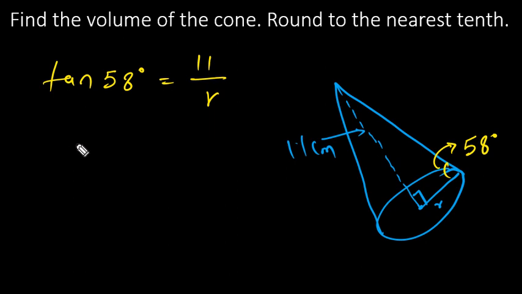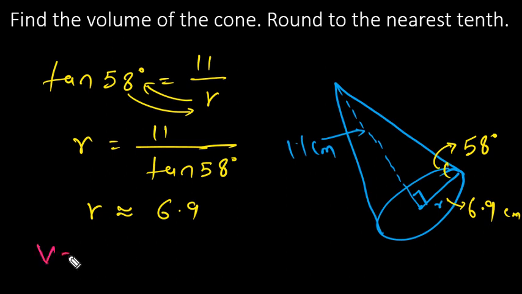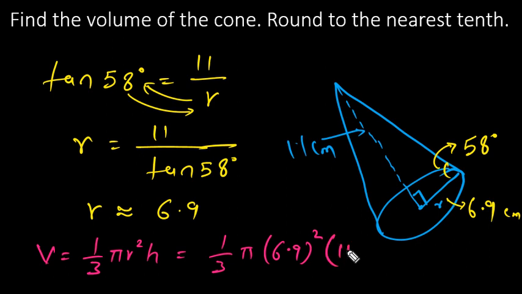Now the radius will be exchanged to this place. This will go here and that will come here. You call it the cross product. So r equals 11 over tan 58. When you use the calculator, you will get r approximately 6.9. So your radius will be 6.9 centimeter, right? Now you will simply use the formula. Volume is equal to 1 over 3 pi r square h. That is 1 over 3 pi, r is 6.9 square and height is 11.